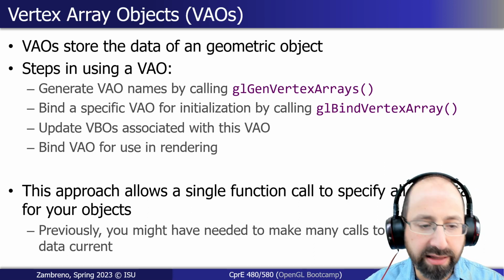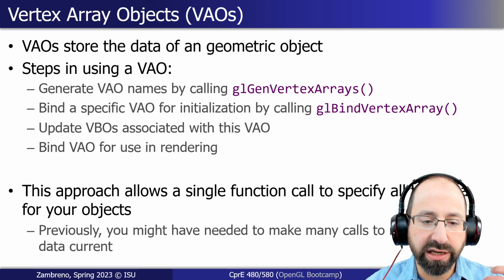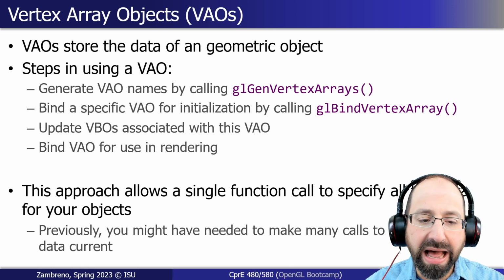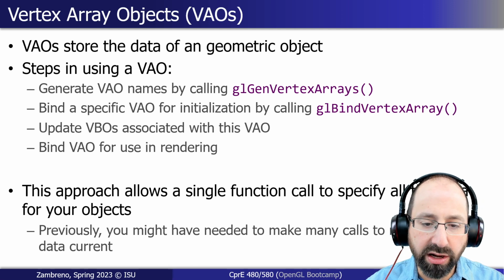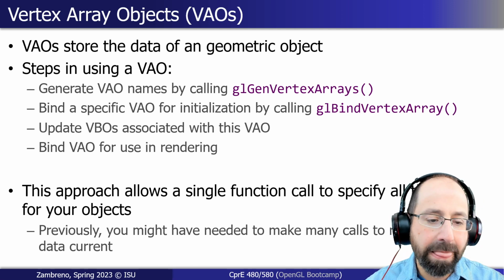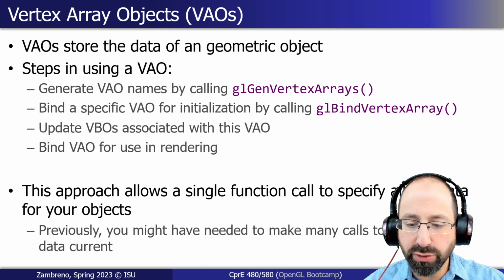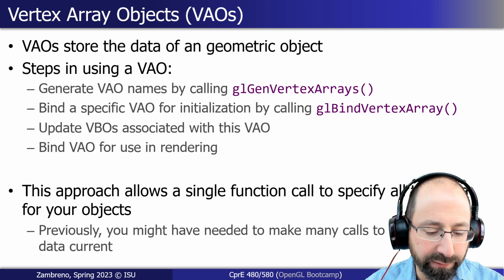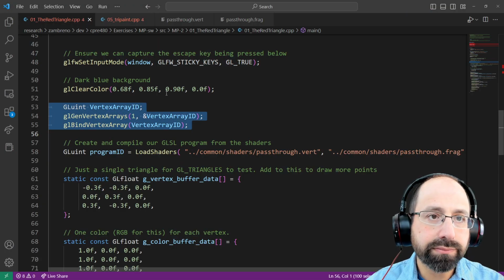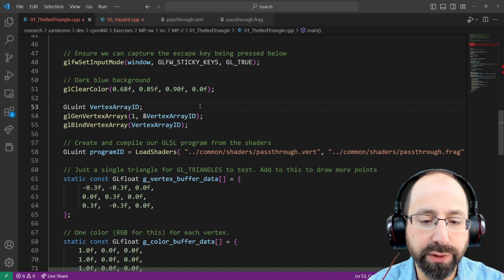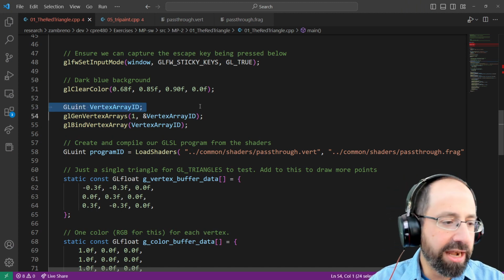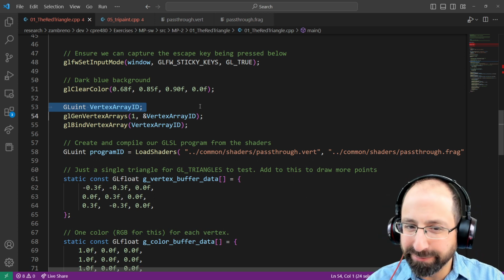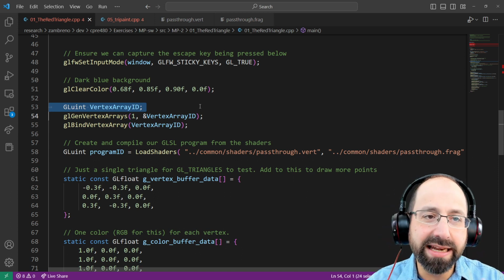Where we're going to generate the names, or generate an ID, by calling glGenVertexArrays. We're then going to bind and say, here's the current one that we're interested in, by calling glBindVertexArray. And if later we need to use a different one, we would call glBindVertexArray again at some point in the future. So we have, and this is also one of the not great things about OpenGL, its lack of real object-oriented nature.